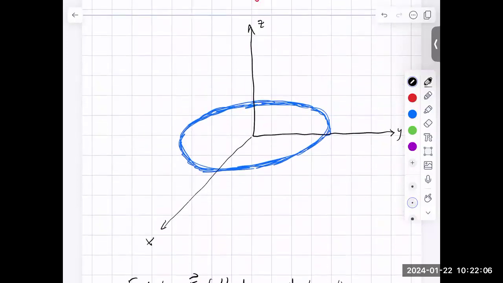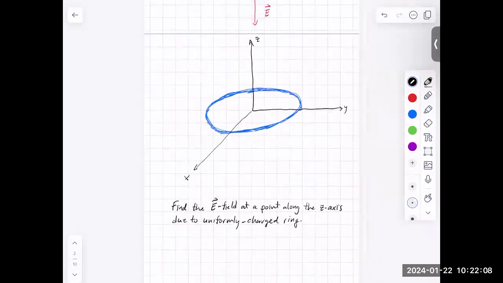Okay, so let's draw our point P. So point P is going to be over here. All right, so first question is, what direction is the electric field at point P going to be? Up, down, left, right?